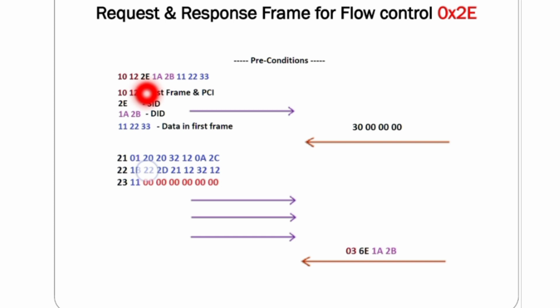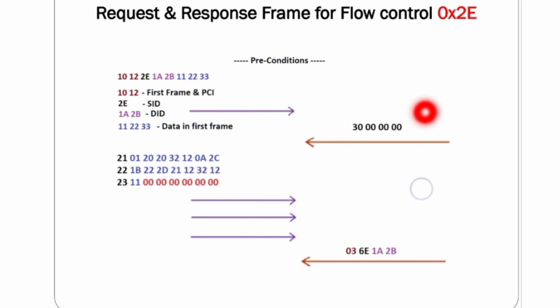See here the 2E service has been mentioned, and here the 10, that is the first frame, and the PCI length is 012. That is, 12 is a hex value, that means 18 bytes of data are applicable. That's what I have defined. And 2E is the service ID, and 1A2B is the data identifier. That is, this is write data by identifier. Then 112233, the remaining 3 bytes of data, fulfill the 8-byte frame. So here I have written 112233 as data in the first frame, right? So this is the first frame.